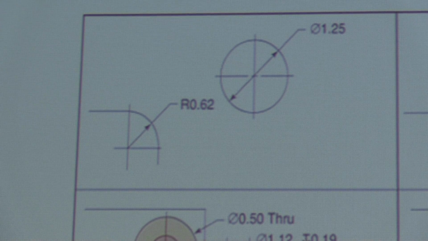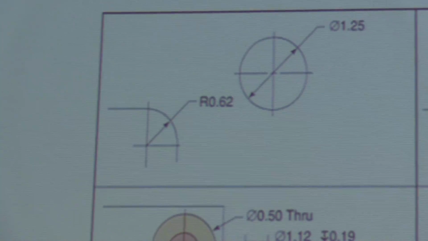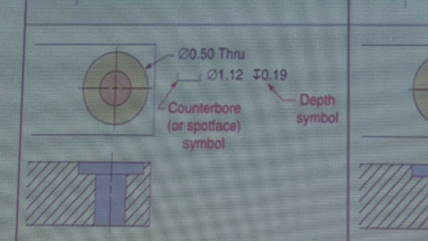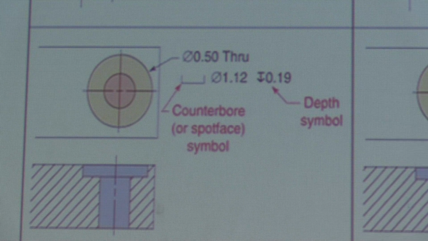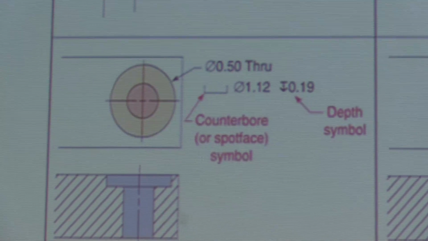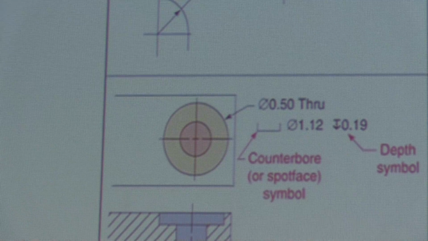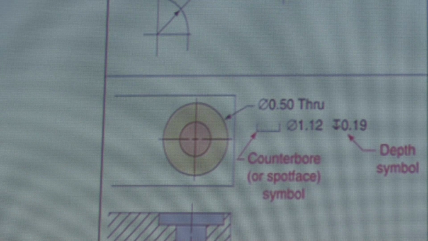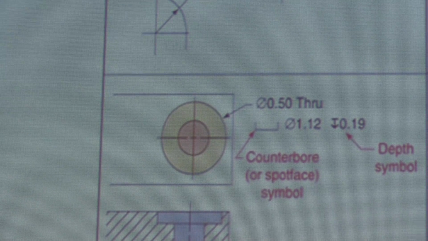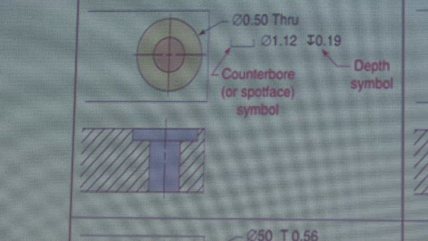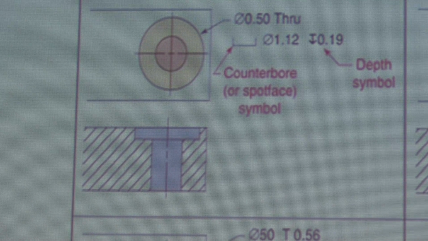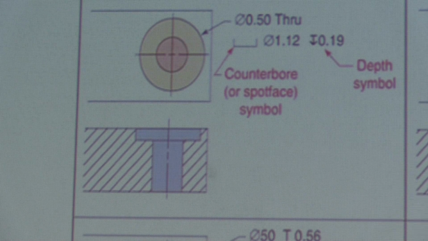Let's see where we are as far as our zoom. Go down to the next left, we'll talk about the counterbore. You can see the symbol there. Okay. So the top section says diameter 0.50 through. So what in the world does through mean? Let's look at the bottom. So that means it's drilled the entire depth all the way through the part. Okay, it doesn't give you a depth. It's telling you it's drilled all the way through.